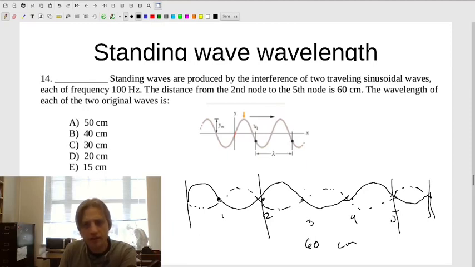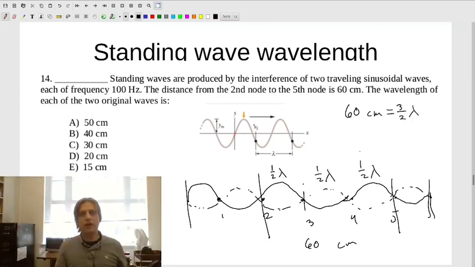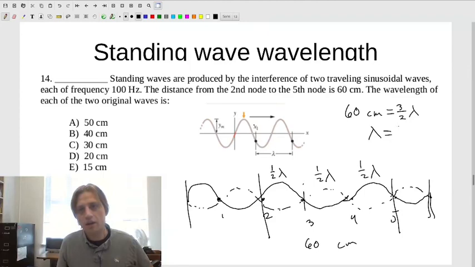Well, the thing to realize is that between the nodes you have 1/2 wavelength. So I have 1/2 wavelength, 1/2 wavelength, 1/2 wavelength. So this 60 centimeters is equal to 1 plus 1 plus 1 is 3/2 of the original wavelength of the two waves that are traveling in opposite directions. And so if you go ahead and find your wavelength, it's going to be 2 times 60 divided by 3, so 120 divided by 3 is 40 centimeters.